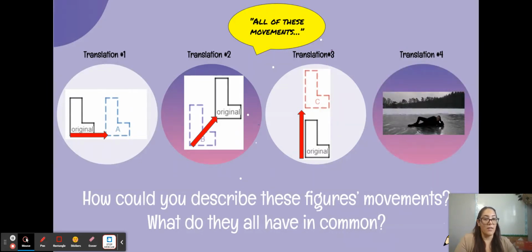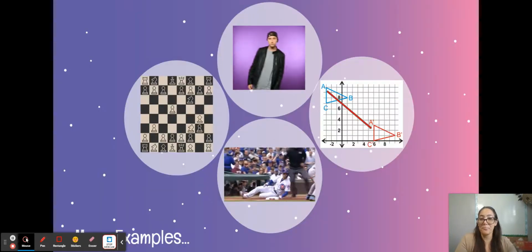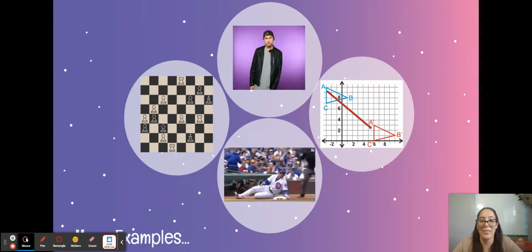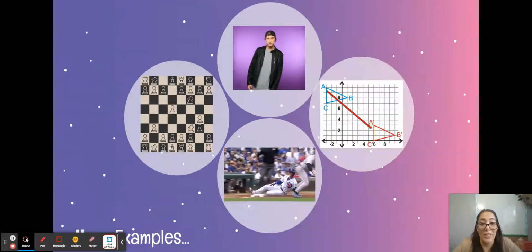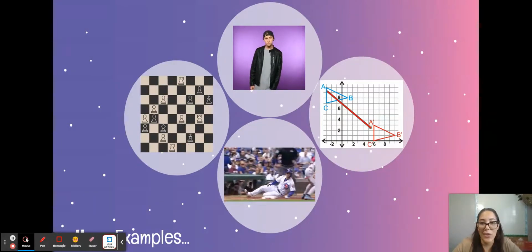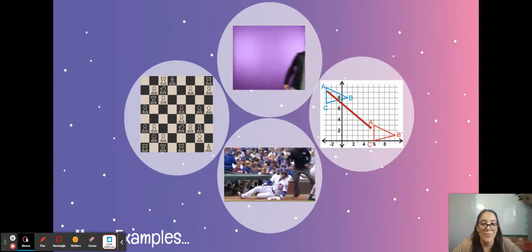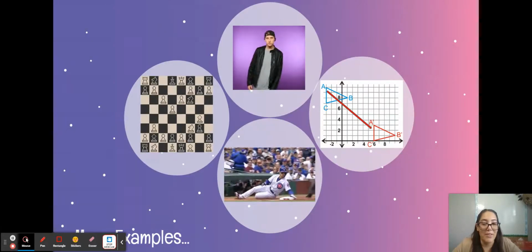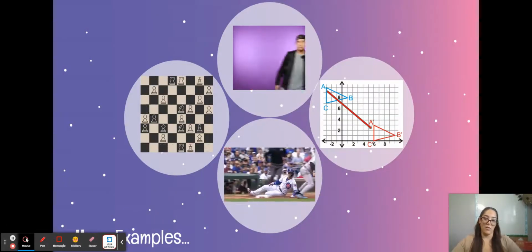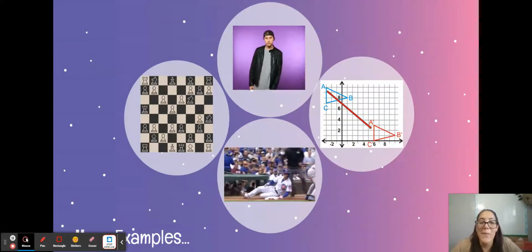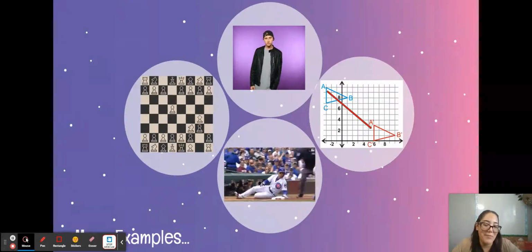And this is also an example of a translation. What do they all have in common? Start thinking of a word or two that you could use to describe how they are moving. Here's some more examples. I got four on the same screen. Think of checkers or chess. With this guy in the hat, what is he doing? How would you describe his movement? What about this Cubs player down here that is going to home base? And lastly, we have a picture of a blue and red triangle. How could you describe their movements?